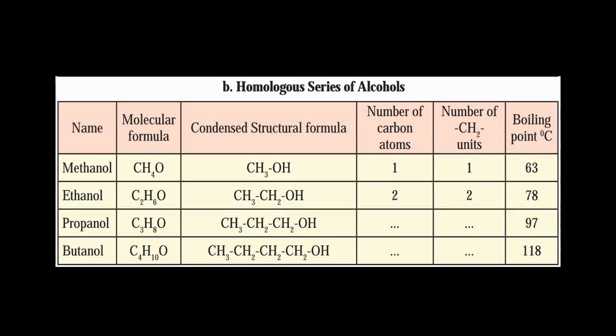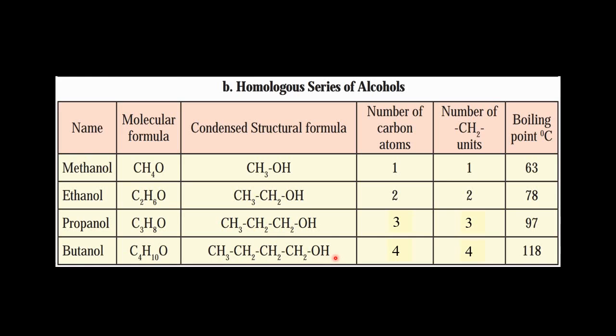The same way is the homologous series of alcohols. You can see the number of carbon atoms is 1 and the number of CH2 units. You can see CH2 can have 2 single bonds on either side, so it is represented as 1. And likewise propanol will have 3 carbon atoms, 3 CH2 units, and butanol will have 4 carbon atoms and 4 CH2 units. In this molecular formula, they have counted all the carbon and hydrogen together and written like this, and this is the condensed, that is simplified, structural formula.